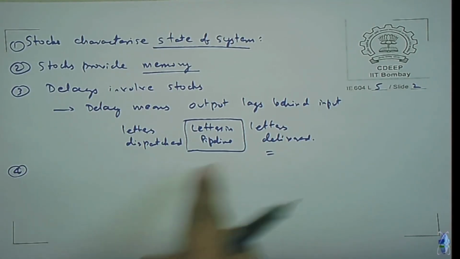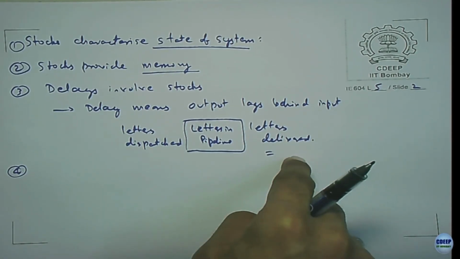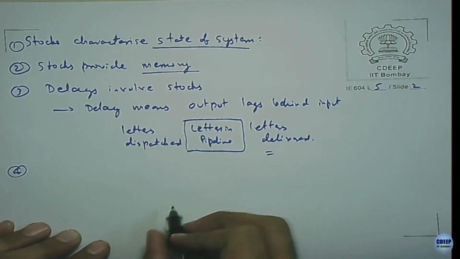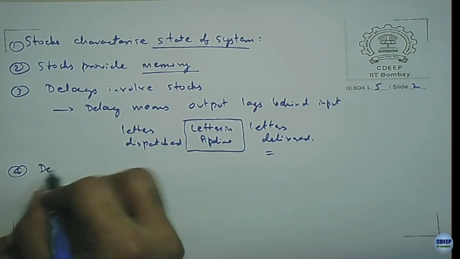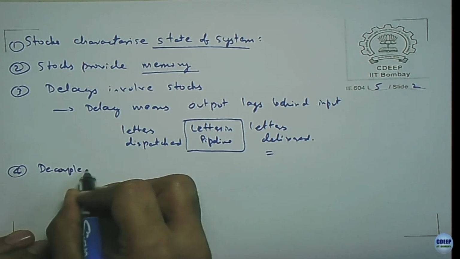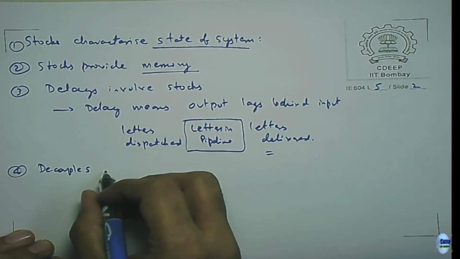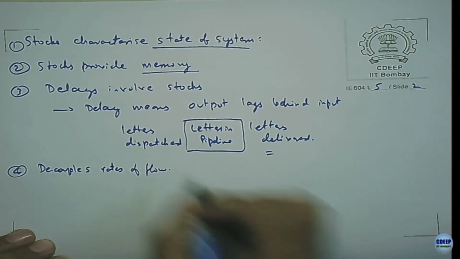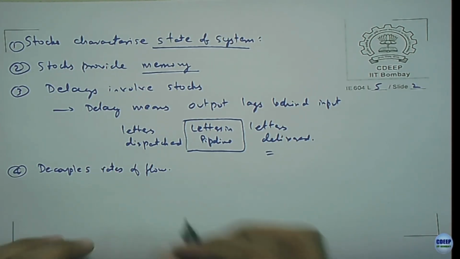It is not that whatever letter is dispatched has to come out as letters delivered. It can be completely different things. Let us look at an example. Stocks decouple rates of flow. So let us see.